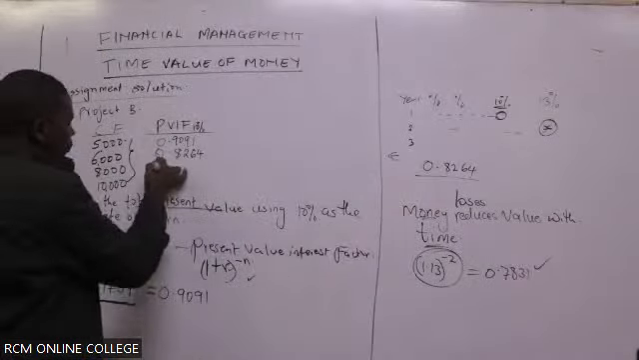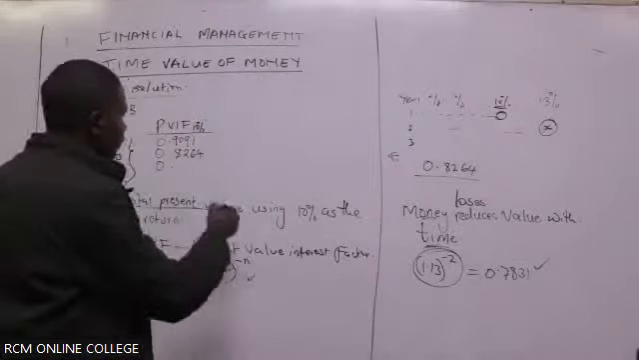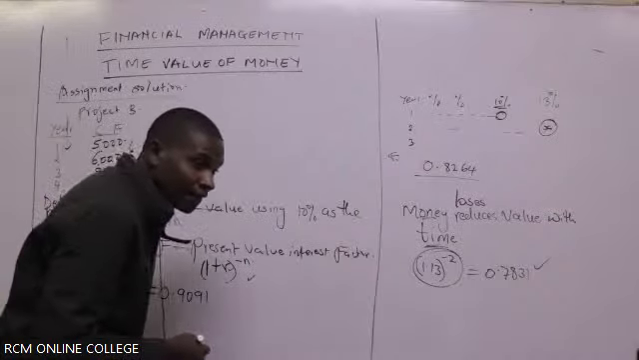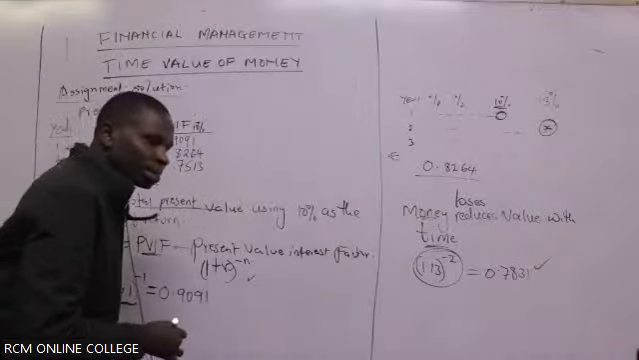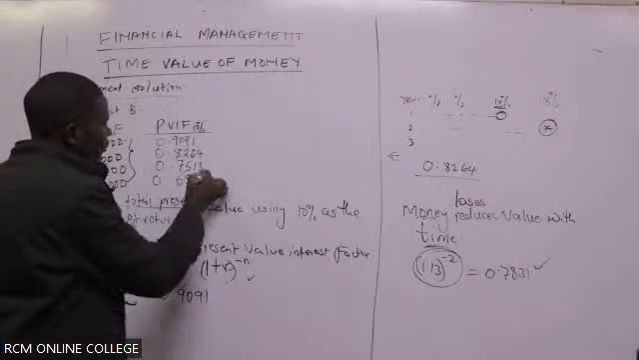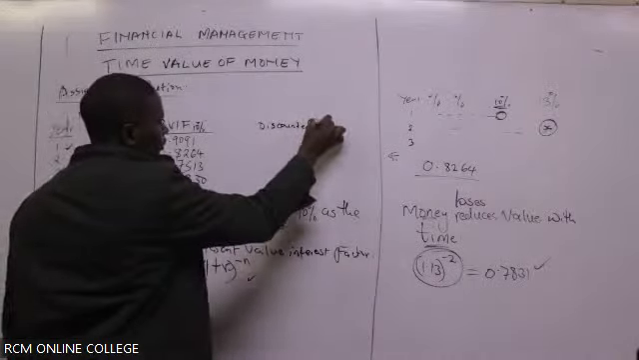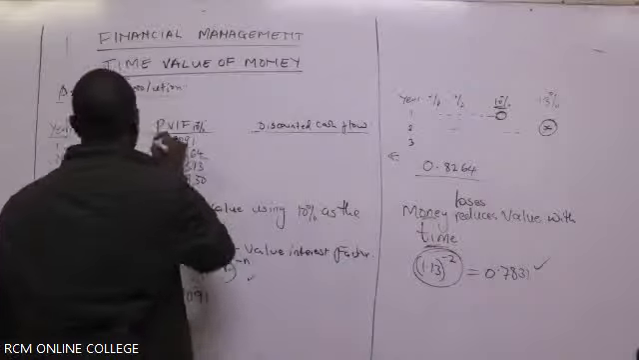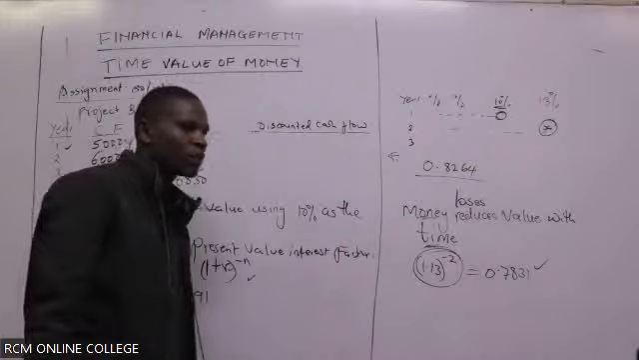Okay, what will the other one be? 0.7513. Yeah, now we are doing well. Let's do it very fast. Next one, the last one. 0.6830. To get the discounted cash flow, you just take the cash flow times the PV. Cash flow times PV.